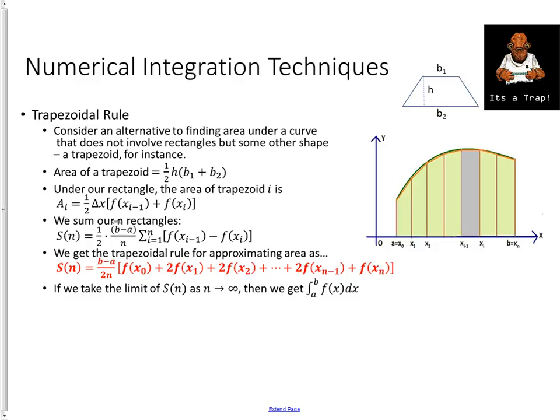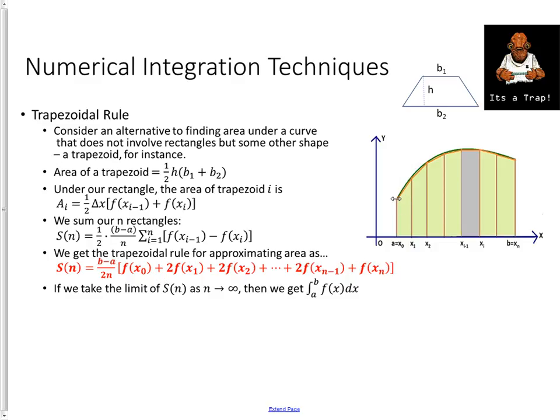And so our summation would involve 1/2 times delta x, which we consider to be b minus a over n, times the sum of all of those i rectangles. Well, if we were to expand out those rectangles and reduce the formula we get, here it is, it would be f of x sub 0 plus 2 f of x sub 1 plus 2 f of x sub 2.